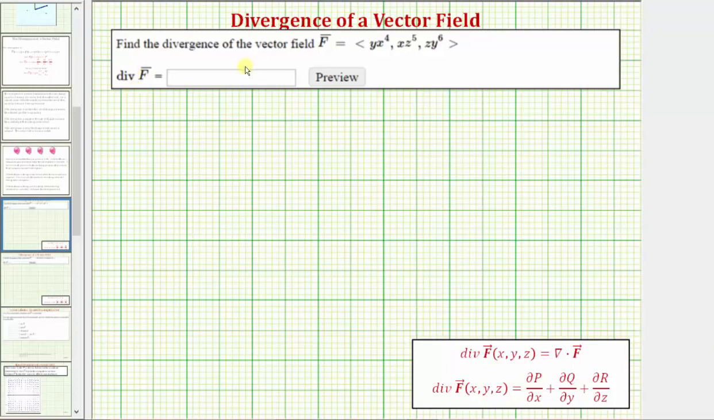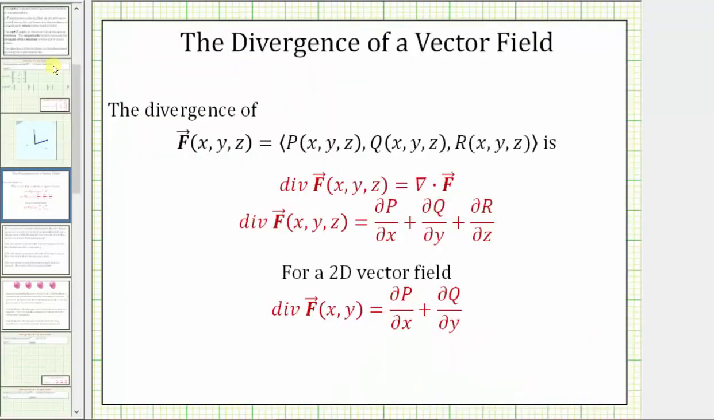We want to find the divergence of the given vector field f. The divergence of the vector field f with components p, q, r is denoted using this notation here, where we say div f equals, as a dot product, del, the differential operator, dotted with the vector field f, where this dot product is equal to the sum of these partial derivatives.